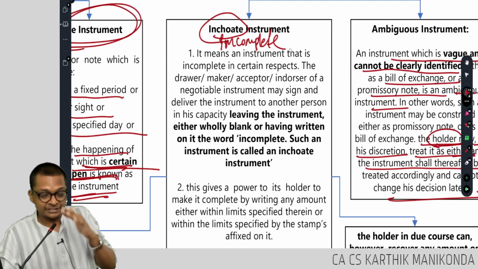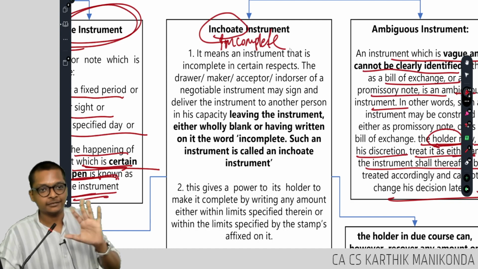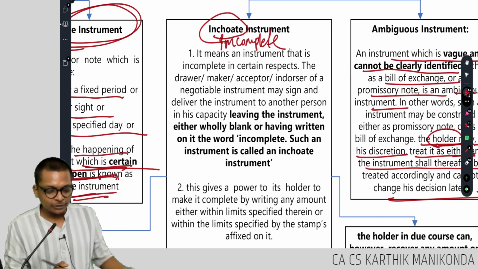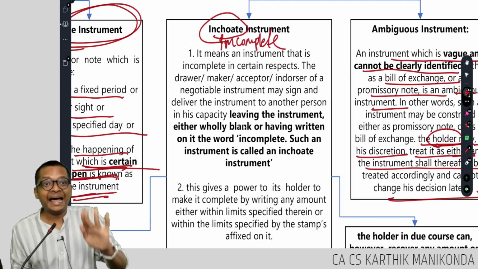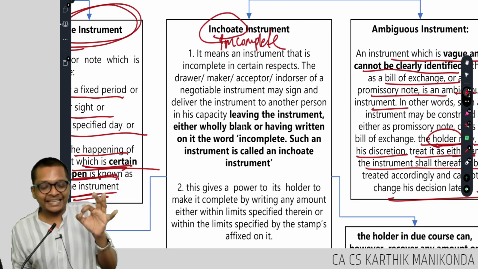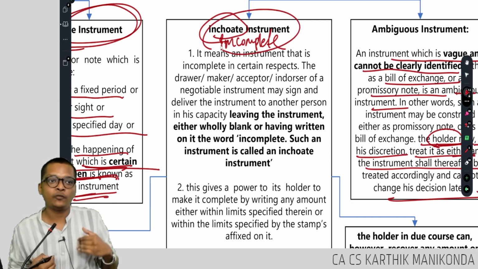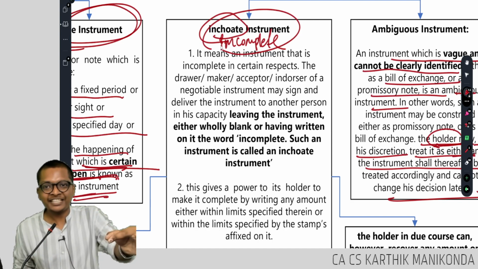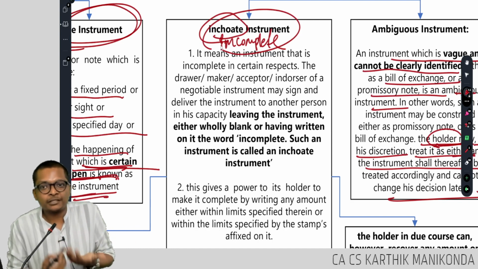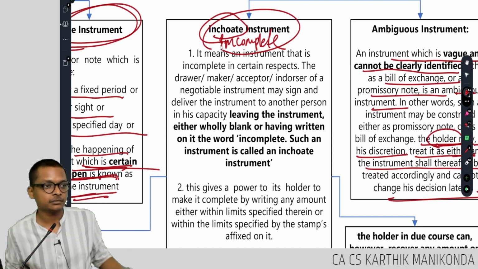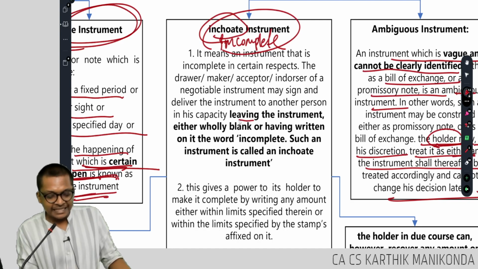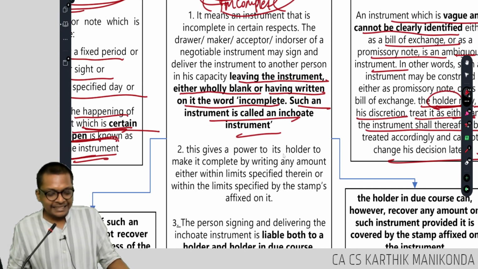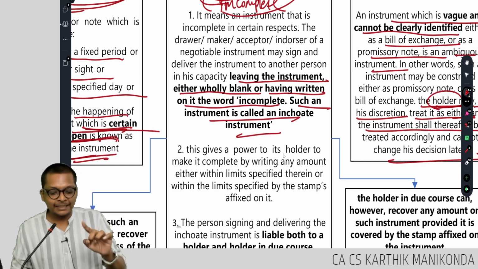Cheque is there, but the signature is missing, what to do? You can't sign. So incomplete means, look at this. For example, a blank cheque is a classic example of an incomplete instrument. Giving you a blank cheque where the name of the party is missing, what will I do? Add the name. That's it. So look at this: leaving the instrument either wholly blank or having written on it the word incomplete, such an instrument is called an inchoate instrument. Incomplete. In exam you should write what? Inchoate.